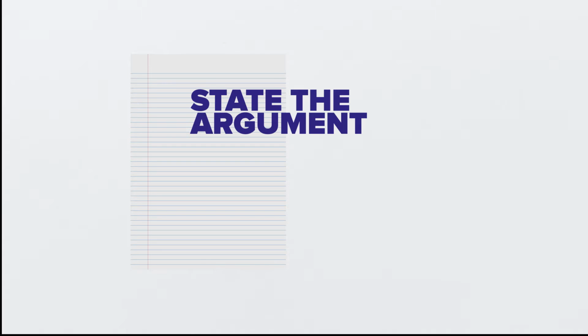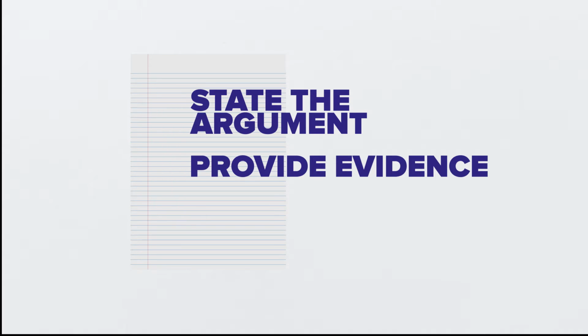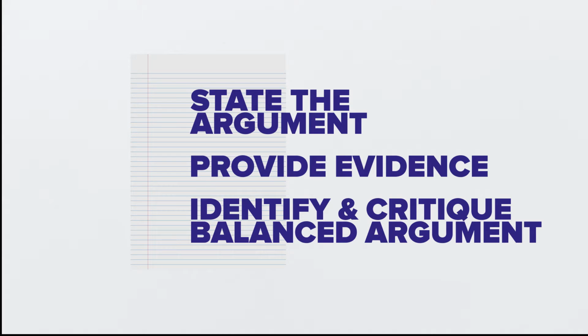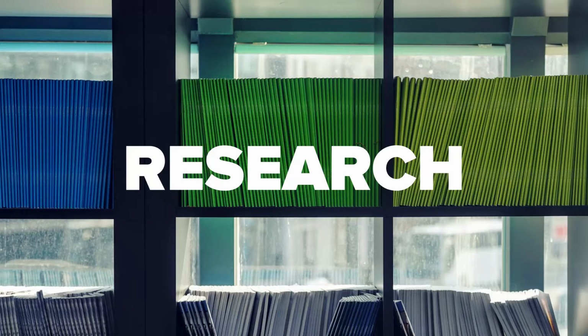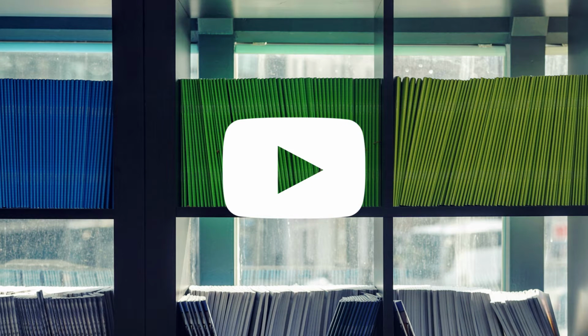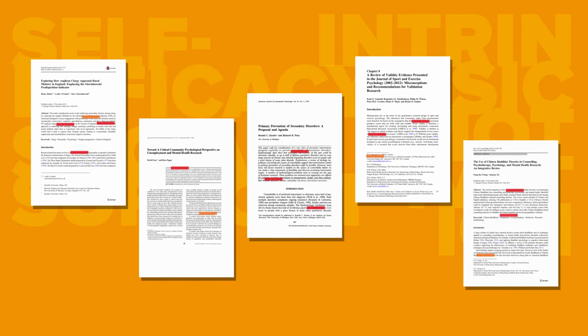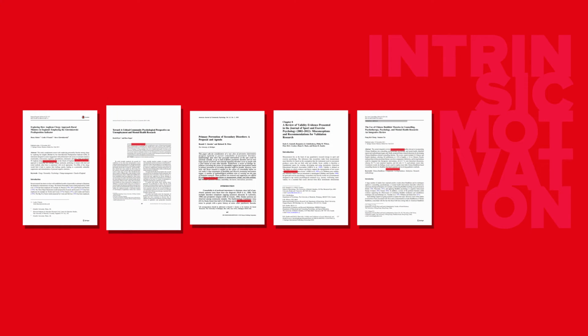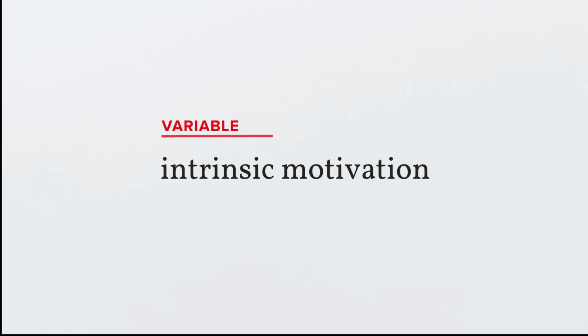One way to approach a critical essay is to state the argument, provide evidence to support that argument, and then identify and critique the research of the balanced argument. So our beginning point must be to delve into the research. And this means journal articles, not YouTube and Wikipedia. As you read through the research, you will identify the variables contributing to this topic. At this point, you should be able to identify one or two key variables that are most influential in contributing to the topic. From here, you can create your argument.